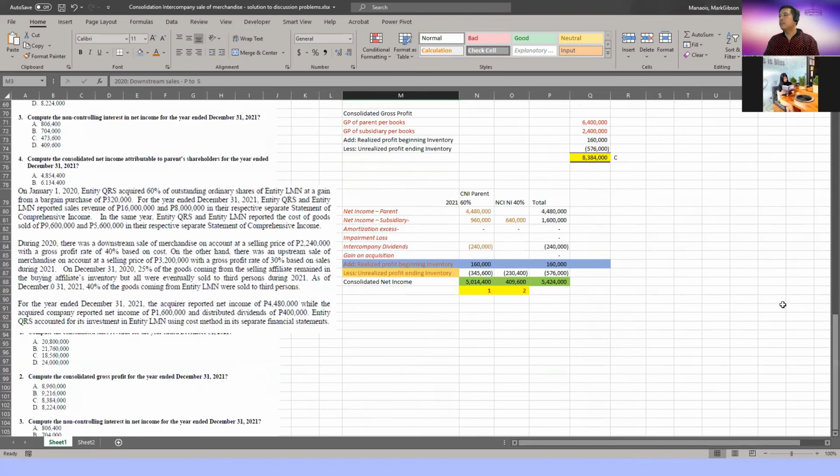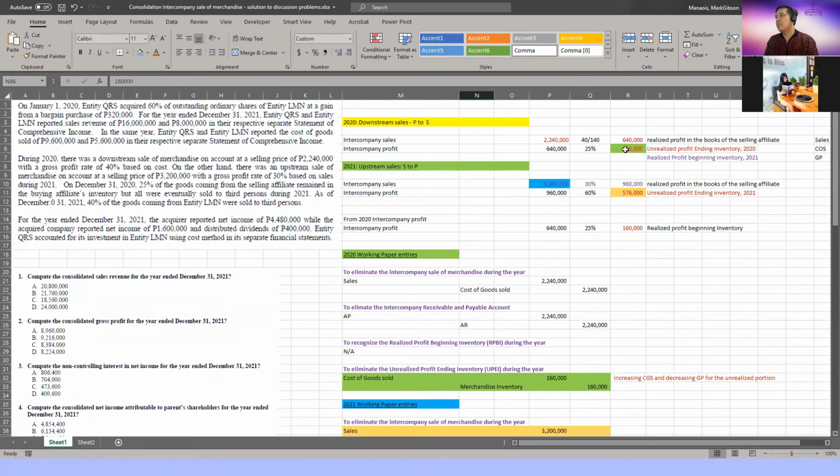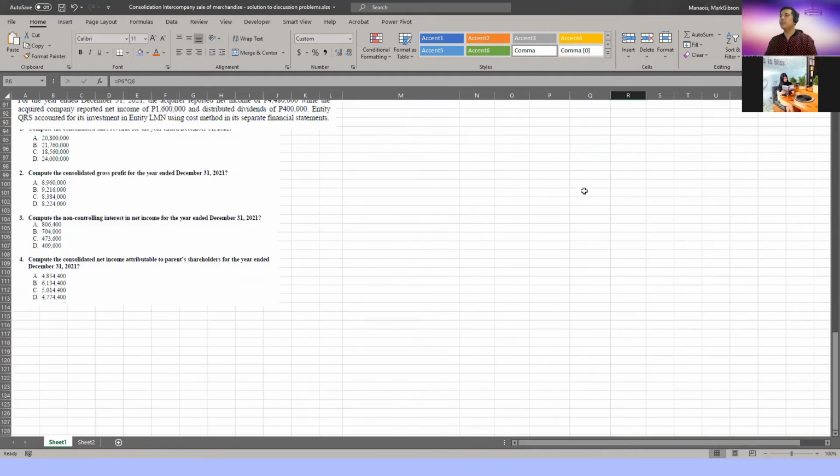So going back, that's the reason why the 160,000 was only included under the parent. So that's 160,000. Siguro naman naalala niyo na kung paano na-compute yan. Yan yung realized profit ng 2020, ergo the realized profit beginning inventory for 2021. Okay.